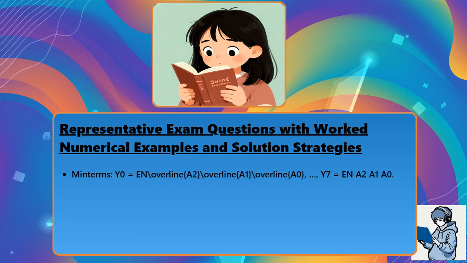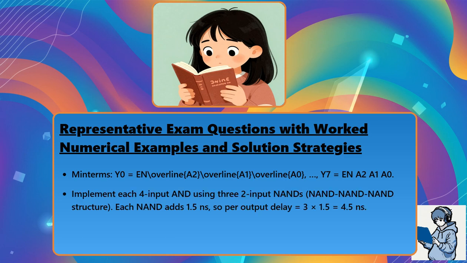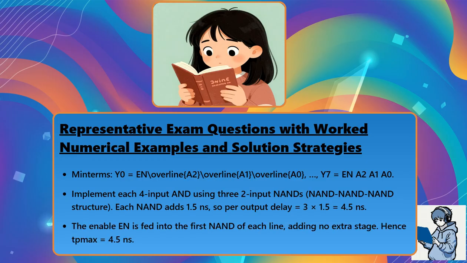Minterms: y0 equals N not A2 not A1 not A0. y7 equals N A2 A1 A0. Implement each 4-input AND using 3 2-input NANDs, NAND structure. Each NAND adds 1.5 nanoseconds, so per output delay equals 3 times 1.5 equals 4.5 nanoseconds. The enable N is fed into the first NAND of each line, adding no extra stage. Hence tp max equals 4.5 nanoseconds.